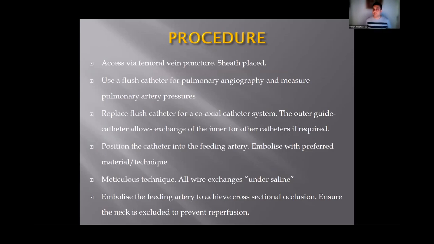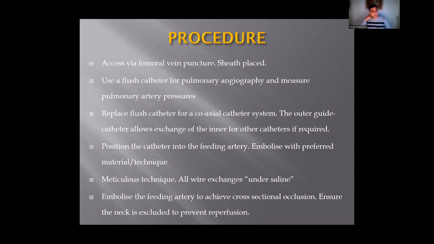So the way we access the blood vessel, we typically use a blood vessel which is called the femoral vein. It's the top of the thigh. We put in a small needle, and then we put in a plastic tube. And we use the angiographic catheter to do the pictures initially and then take pressures. I'll show a picture of that in a couple of seconds.